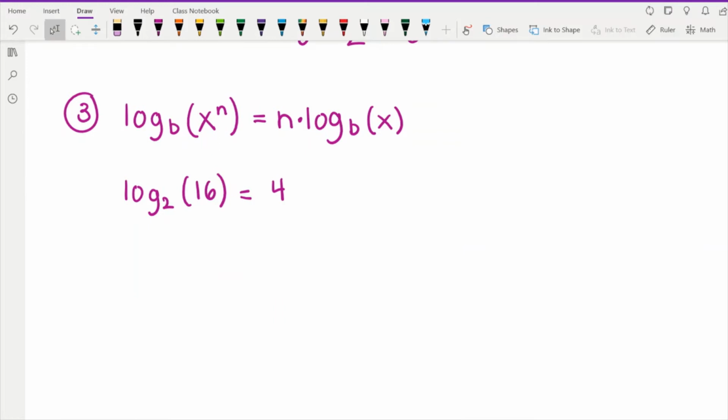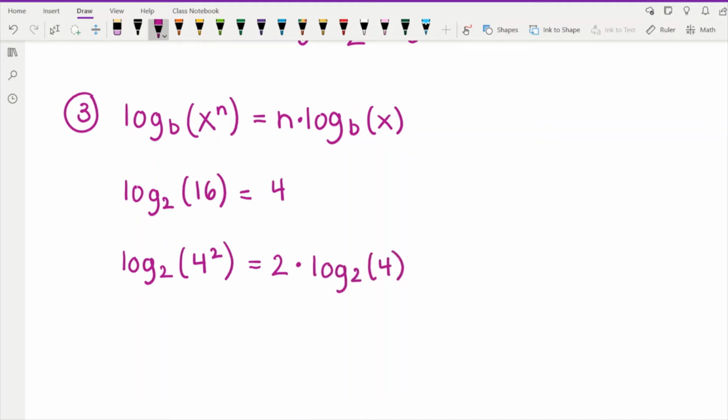So similarly to the other ones, if we want to test out this rule, we need to figure out a way to write 16 as some power, right? And so let's rewrite 16 as 4 squared. So according to this rule, how do we go about evaluating this? Well, we bring down the exponent. So this would be 2 times log base 2 of 4. And so what is log base 2 of 4? Well, that would be 2. And so we would get 2 times 2, and that is 4, which matches with what our original answer was.